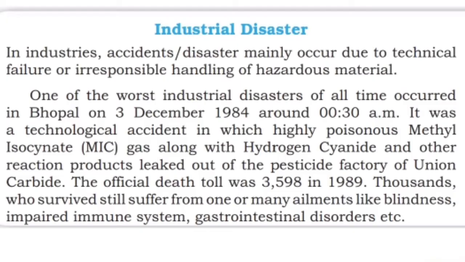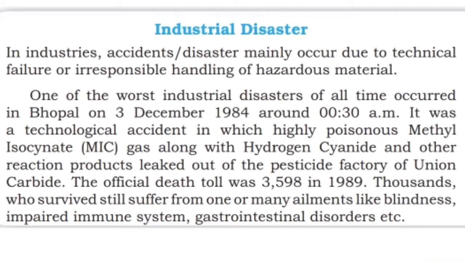Next, we discuss industrial disaster and risk reduction measures. Industrial disaster. In industries, accidents and disasters mainly occur due to technical failure or irresponsible handling of hazardous material. One of the worst industrial disasters of all time occurred in Bhopal on 3rd December 1984 around half past midnight.